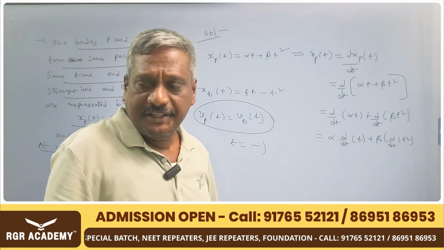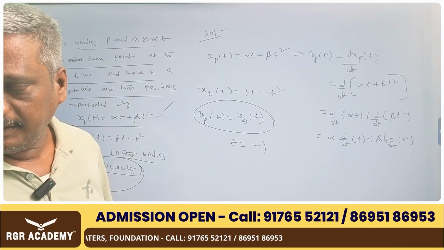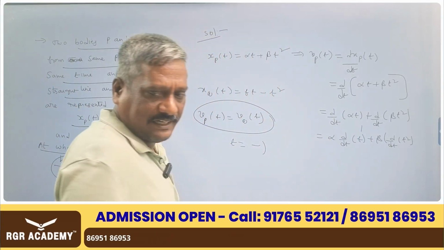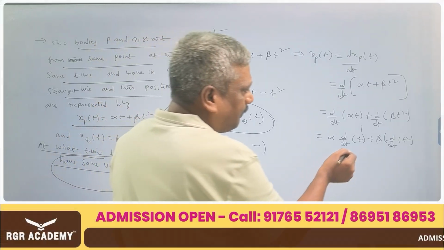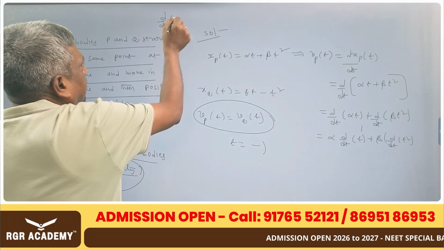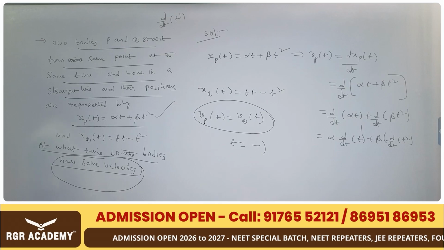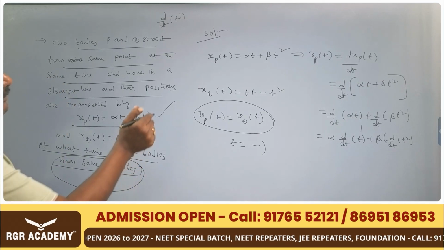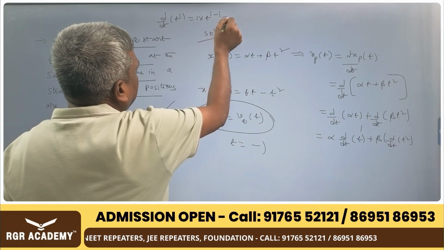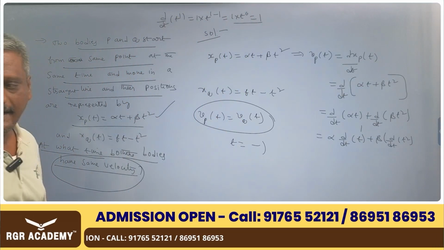Now apply the differential formula. d by dx of x power n is n into x power n minus 1. Here t power 1 is there, so d by dt of t power 1 is 1 into t power 1 minus 1, that is 1 into t power 0, and its value becomes 1.